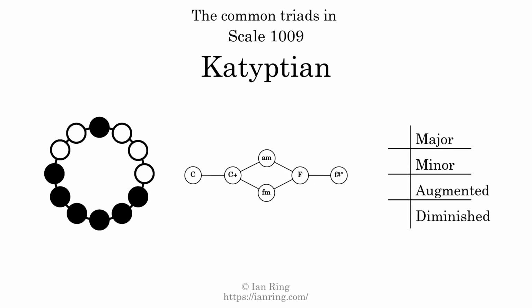Here are the common triads present in this scale. The diagram in the center is a graph of parsimonious voice leading between triads. There are 2 major triads. There are 2 minor triads. There is 1 augmented triad. There is 1 diminished triad. There is no Hamiltonian path through the graph that uses all the triads.